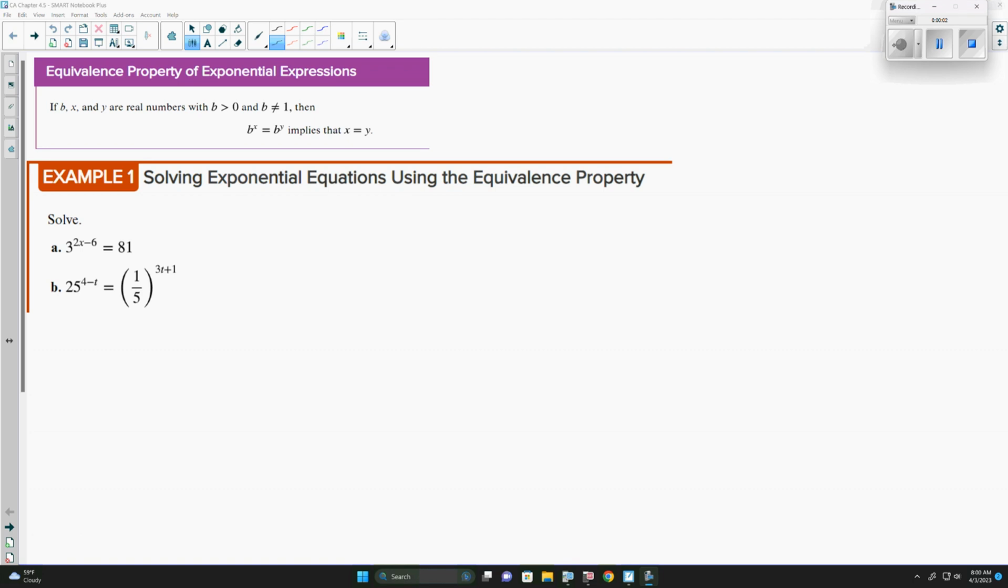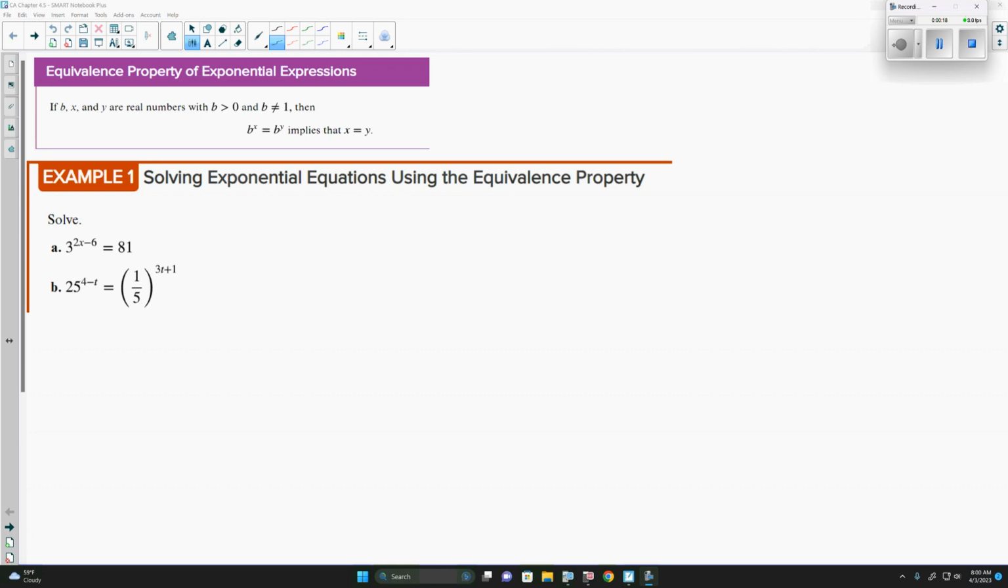So what we're doing today and what we're starting today is solving these exponential and logarithmic equations. Now, I'm planning on it taking probably 2 days to go through this just because there's a lot of different setups that we can do with solving these.